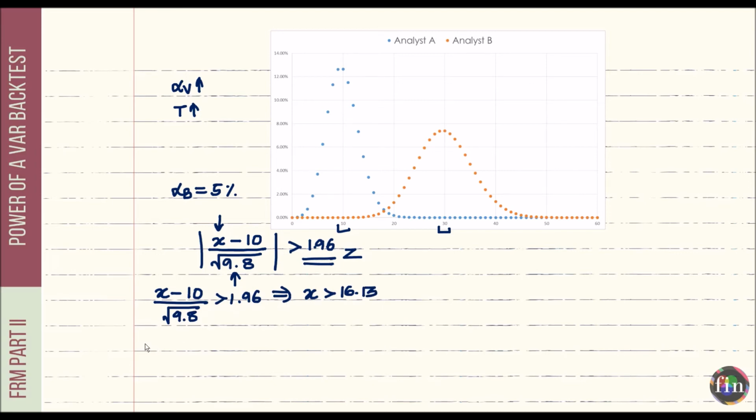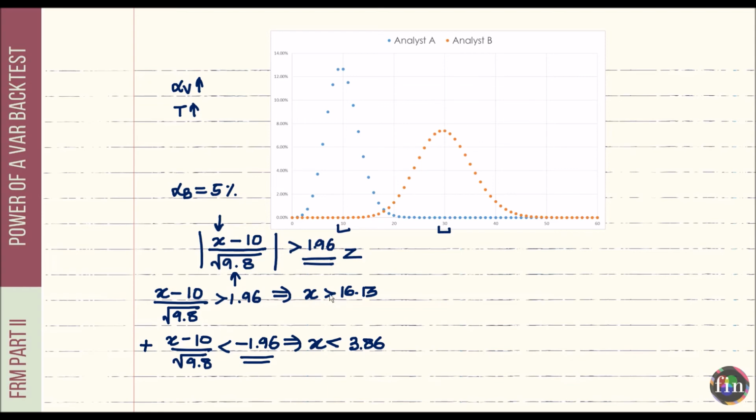Same thing when I apply it to the left tail: I can write it as (X minus 10) upon square root of 9.8 is less than minus 1.96. That means I am on the left of the left critical value. So I reject my null if X is less than 3.86. Now, since X is a discrete random variable, let's mark off the values on this distribution of X, which are my rejection regions.